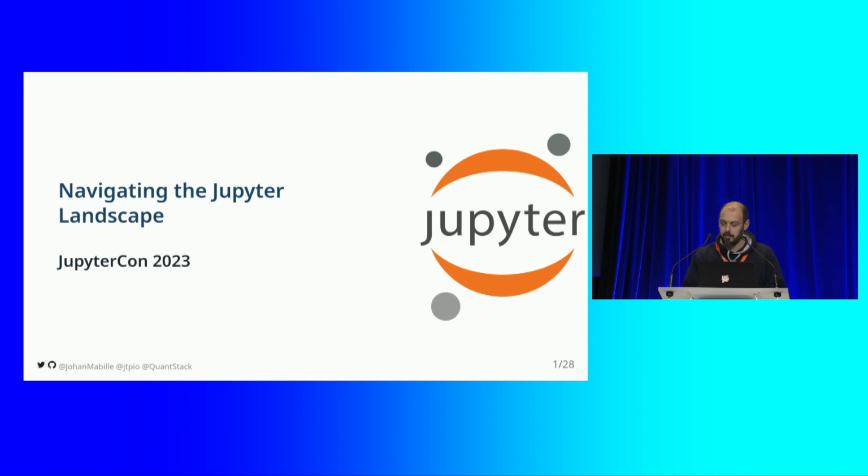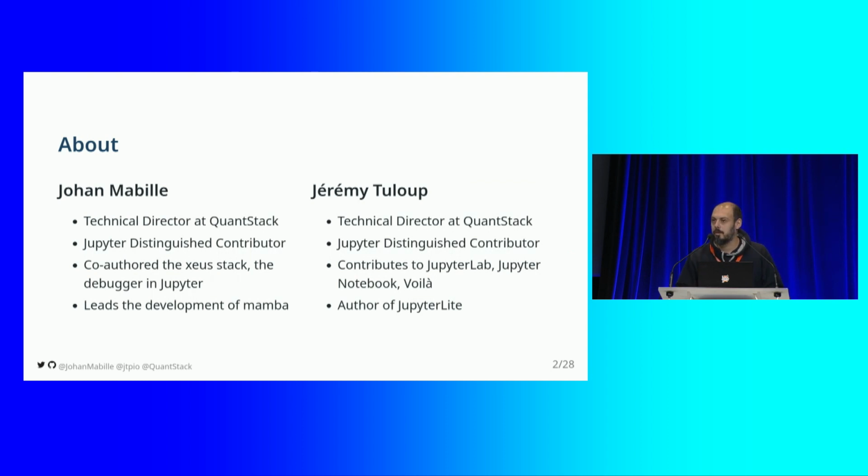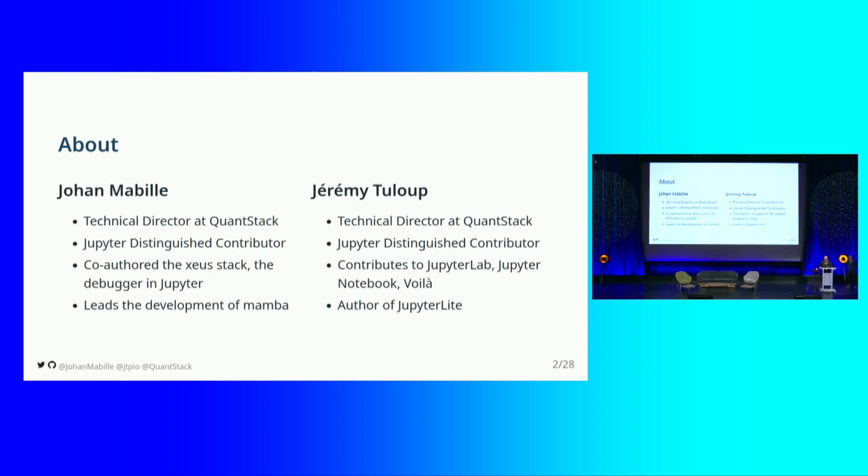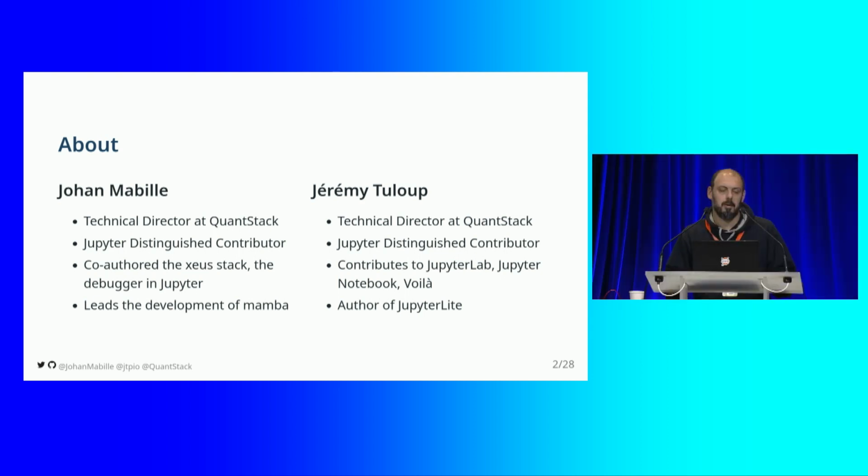So before we dive into the details, first a few words about ourselves. My name is Johan Mabille. I'm a technical director at Quantstack. I've been working on the Jupyter project for 7 years now, mostly on the backend side. I co-authored the Xeus stack. I wrote the debugger backend, for Xeus and also IPyKernel. And in parallel of that, I'm also leading the C++ team at Quantstack developing Mamba.